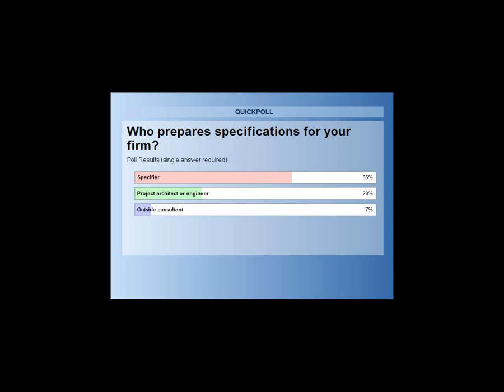You see, we have the results of the poll. Looks like we have very few that are using an outside consultant. I'd like to talk to all of you that aren't. Most of them are using a specifier, I suppose, an in-house specifier, or the project architect and engineer. So that's by far and away the vast majority, only 7% using an outside consultant. And I think it's interesting, David, that about twice as many have a person dedicated to writing specifications as opposed to having the individual project architects and engineers do their specs, about twice as many.